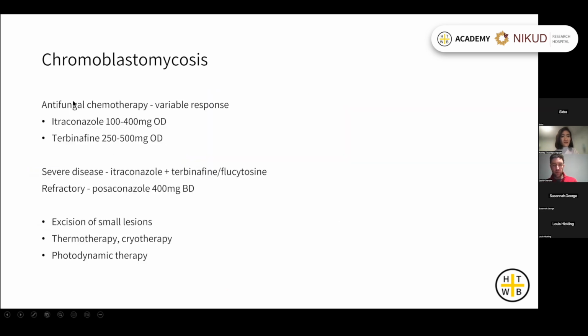Okay, and then for chromoblastomycosis, again, first line is itraconazole. Terbinafine is often used, and the response rate varies quite widely from about 15% up to 85%, probably depending on the species that's causing the infection. But there are other options such as posaconazole, and again, you have surgical and physical therapies that can be helpful, especially as adjuncts.